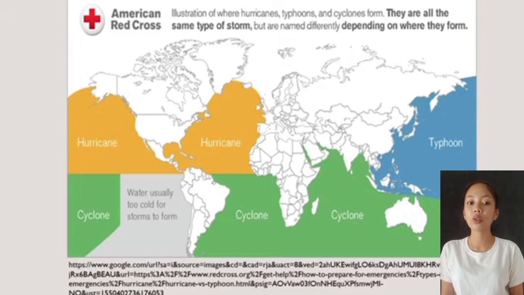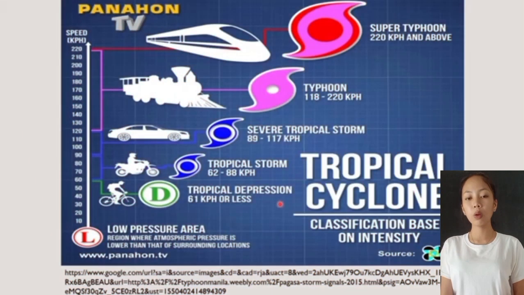Pero kung ito ay nag-originate sa Southern Hemisphere ng ating Earth, ang tawag natin doon ay cyclone. Well, sa Atlantic Ocean, and of course, sa Northern Hemisphere ng Pacific Ocean, ang tawag natin doon ay hurricane. And iisa lang din ang definition niyan, and that is tropical cyclone, or what we call as a typhoon.